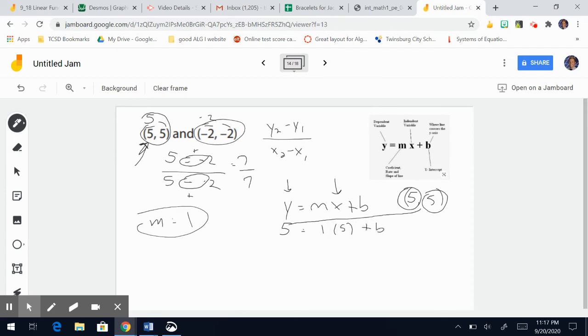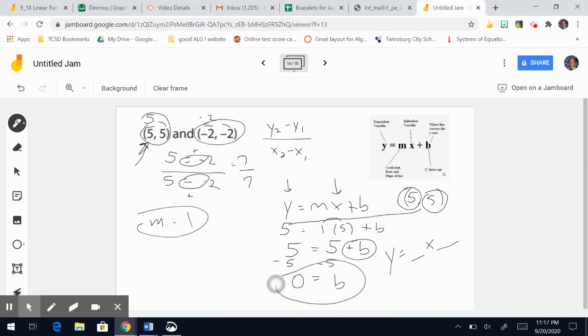And now I don't know b, so guess what I'm going to solve for? I'm going to solve for b. How do I do that? What's 1 times 5? 5. Plus b didn't get touched, the equal sign didn't get touched, and the 5 on the left side didn't get touched. Now what happens? I subtract 5 from both sides because I'm going to isolate b, and I get b equals 0.